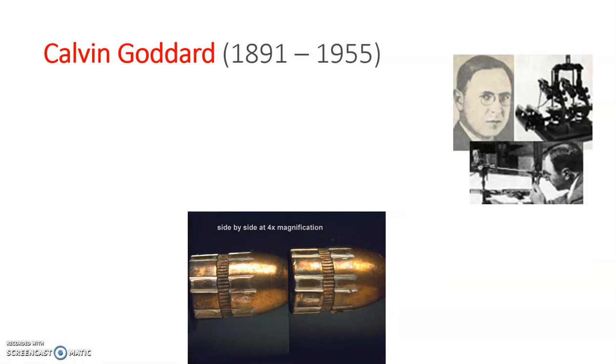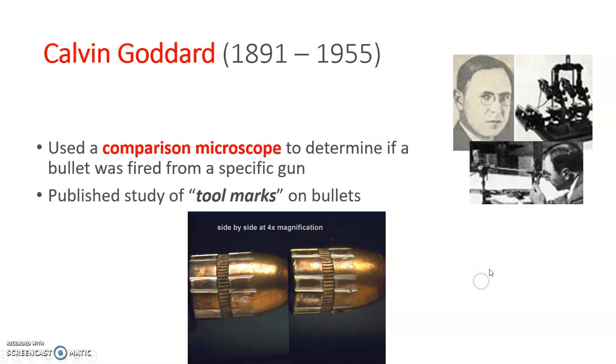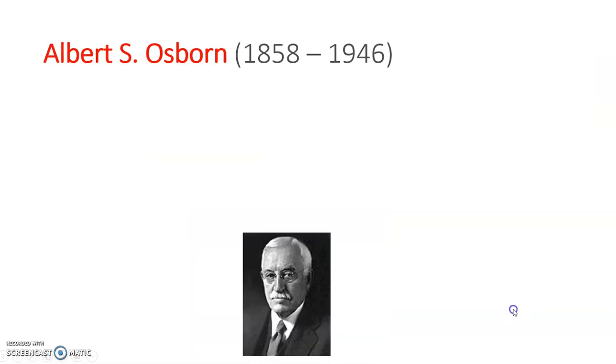Calvin Goddard was the first, if you notice the image here, these are bullets, to determine that when using microscopes, you can compare the ballistics of a bullet. He looked at tool marks that the barrel of the gun actually produced on a bullet to determine whether or not this was the firearm that was used to commit a crime. And he's kind of the father of ballistic science in the forensics field. And again, notice this was probably in the early 1900s that he did this.